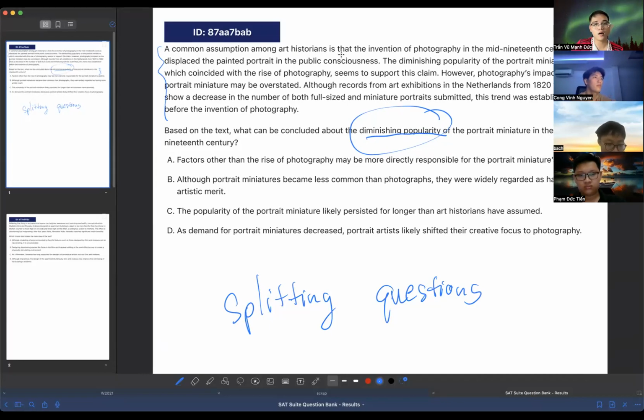A common assumption among art historians is that the invention of photography in the mid-19th century displaced the painted portrait in the public consciousness. The diminishing popularity of the portrait miniature, which coincided with the rise of photography, seemed to support this claim. However, photography's impact on the portrait miniature may be overstated. Although records from art exhibitions in the Netherlands from 1820 to 1892 show a decrease in the number of both full-size and miniature portraits submitted, this trend was established before the invention of photography. So this is the word author.